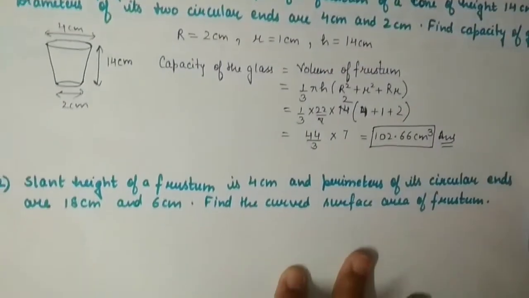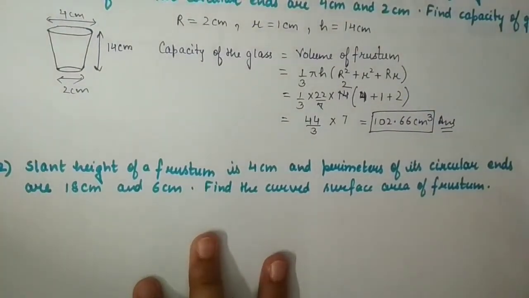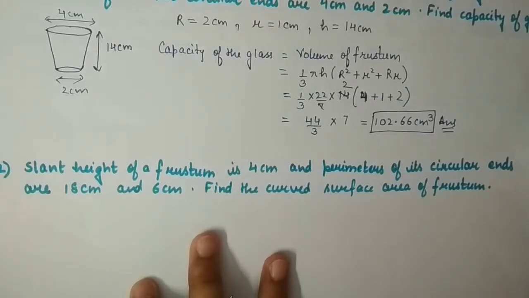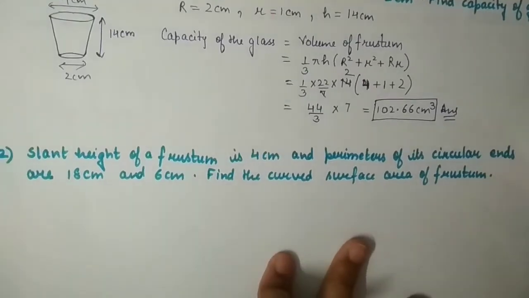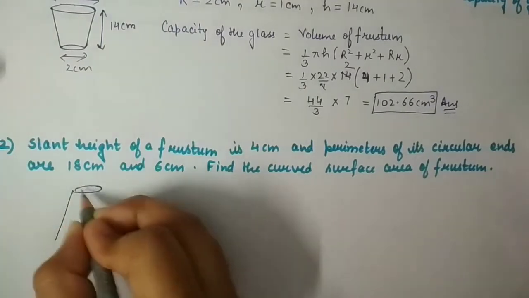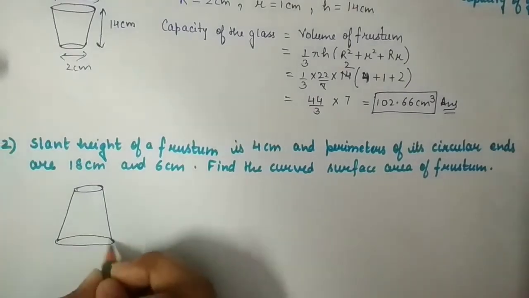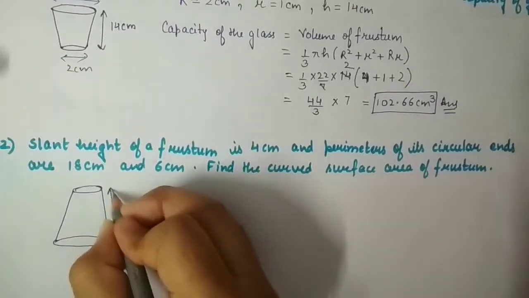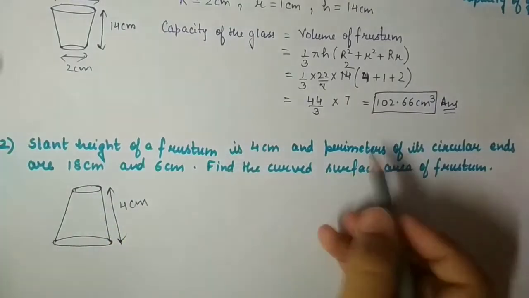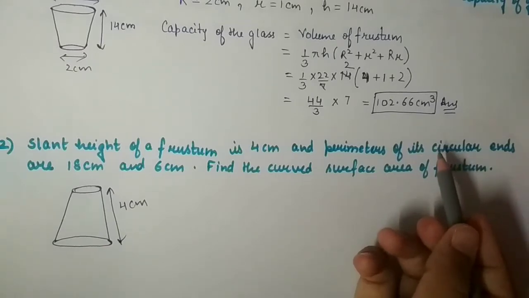Now see the next question. Slant height of a frustum is 4 centimeter and perimeters of its circular ends are 18 centimeter and 6 centimeter. Find the curved surface area of the frustum. So suppose if this is the frustum, then it is given that the slant height means this height is 4 centimeter and perimeters of its circular ends are given. Now radius is not given directly, we have to find it.